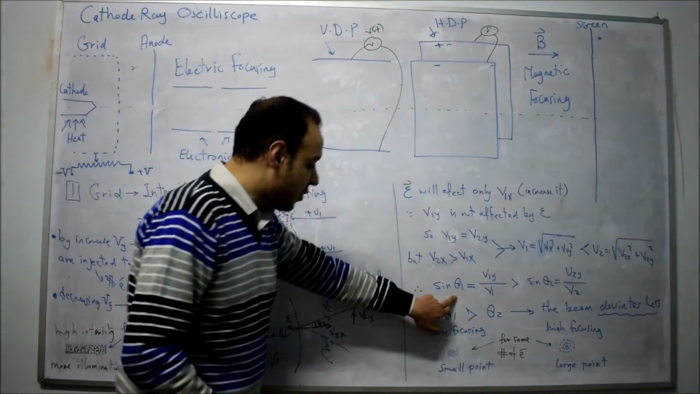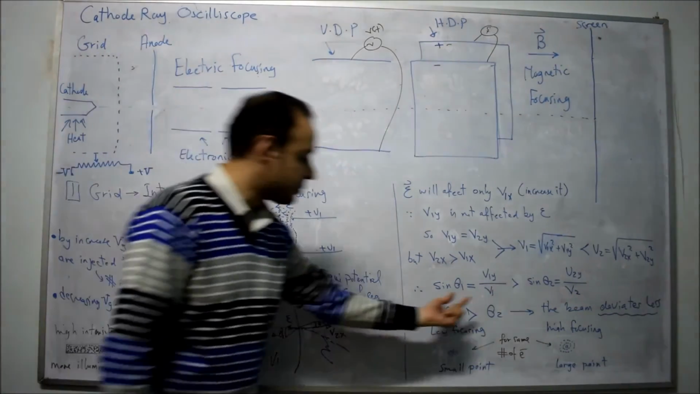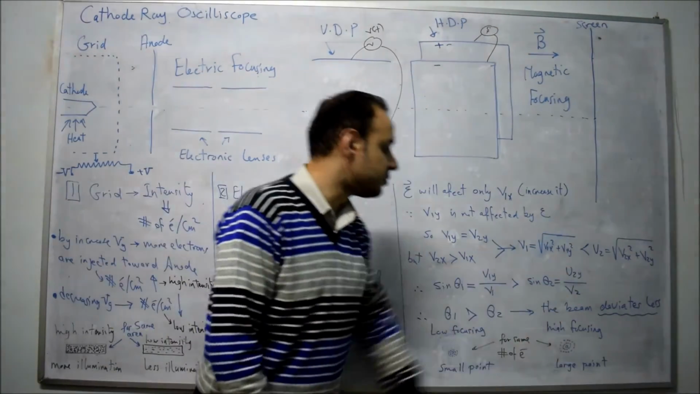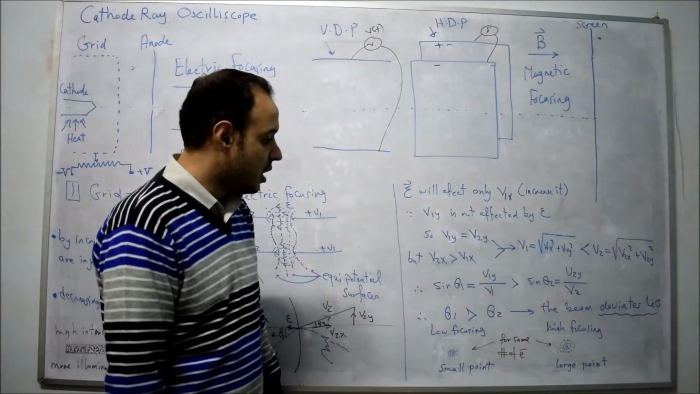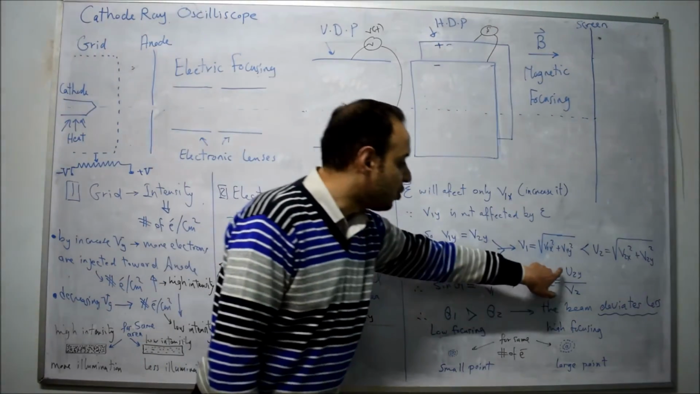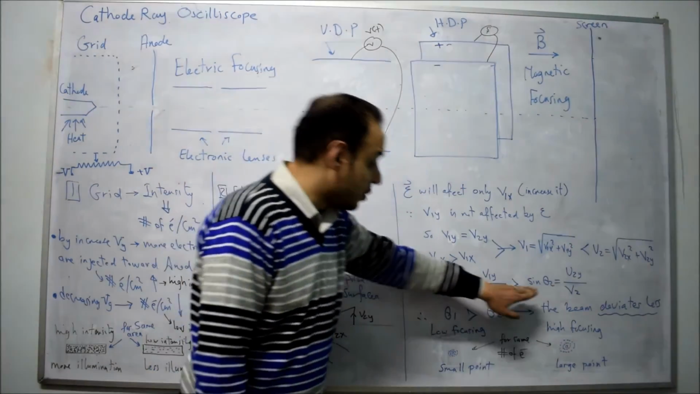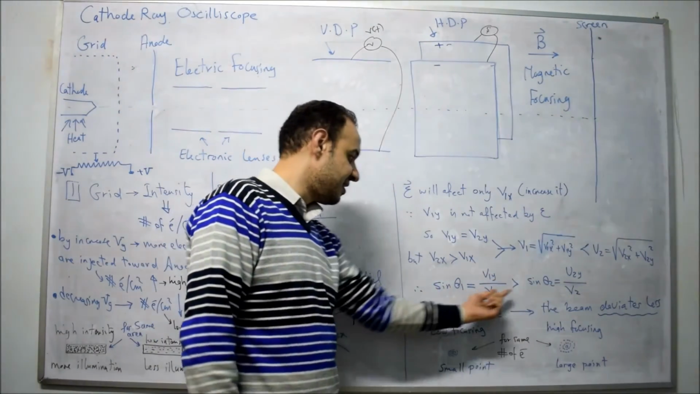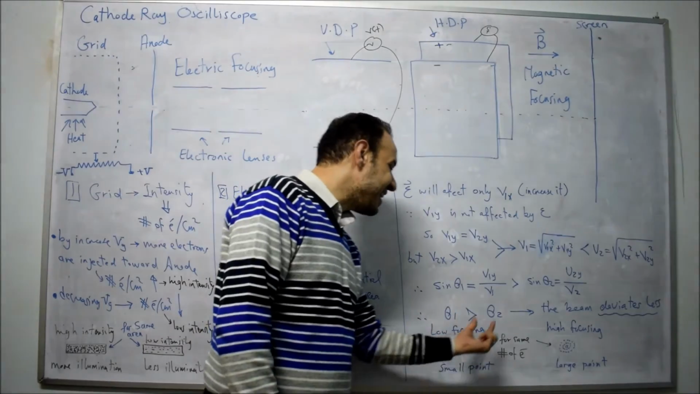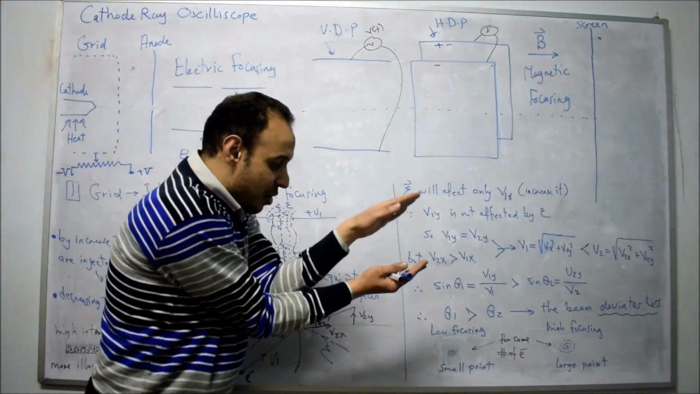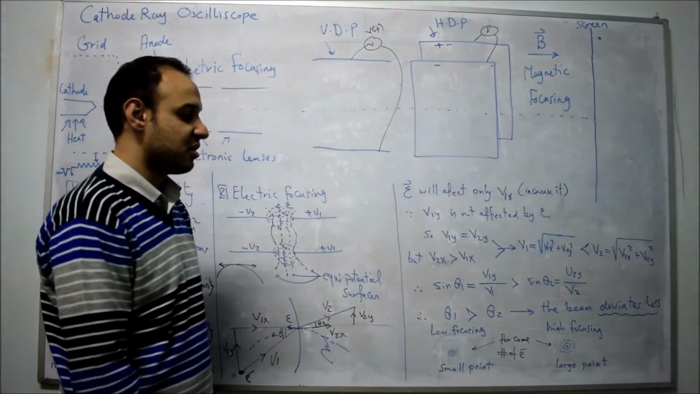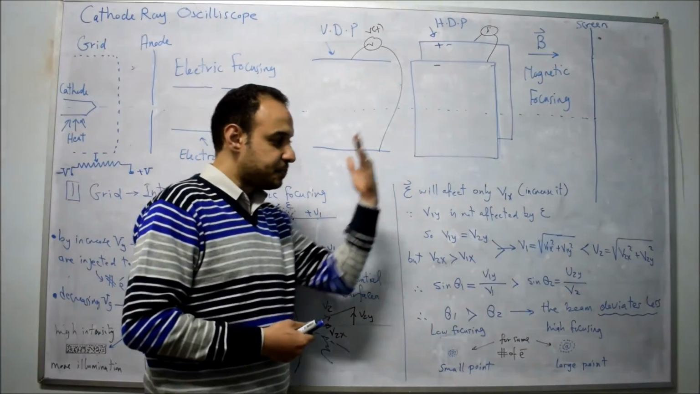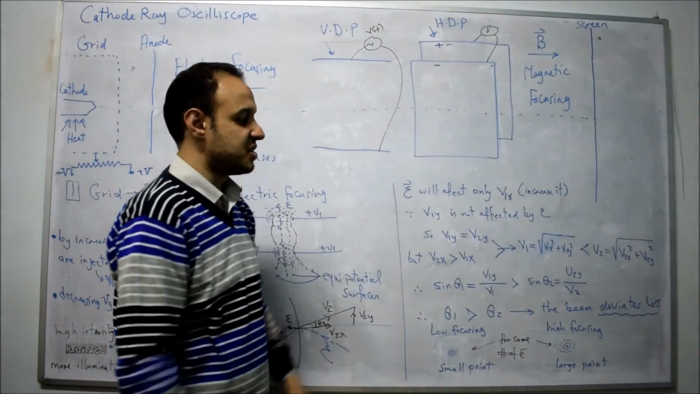Let's see. Sine theta 1 is equal to v1y over v1, and sine theta 2 is equal to v2y over v2. But v2 is larger than v1, and v2y is equal to v1y. So this value is less than this value. So sine theta 2 is less than sine theta 1, so we can say that theta 1 is larger than theta 2. So we succeeded in making the electron become closer to the x direction, or we can say we decreased its deviation. So we can expect at the screen, the rays will become closer to each other.